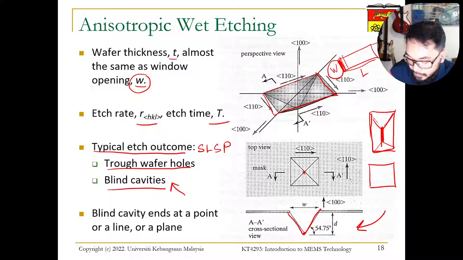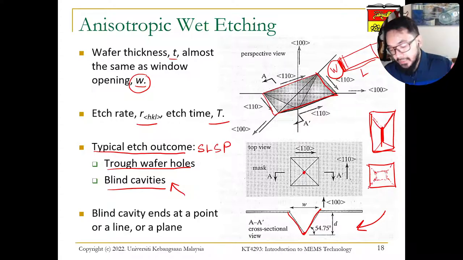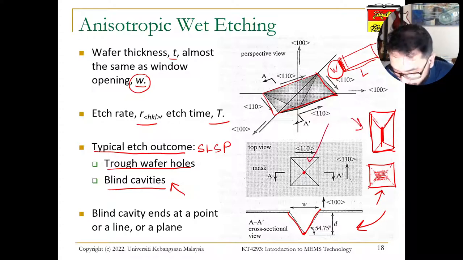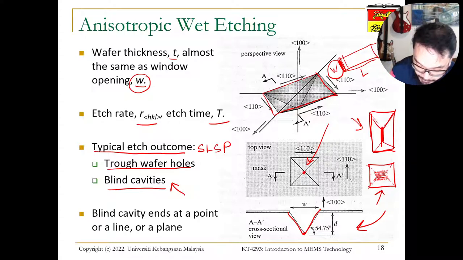If you have a square, then as the etch is happening, you can see that the STP, the stable transitional profile, will result in an inverted pyramid, but the bottom is flat. It hasn't reached the blind point yet. So if we stop the etching process, it is still a blind cavity, but a plane blind cavity. So you can have a plane blind cavity, a line cavity, or a point cavity. The blind cavity ends at a point, line, or a plane.